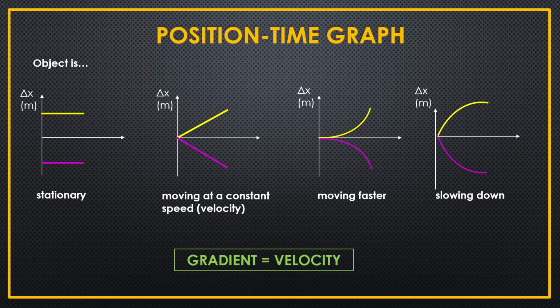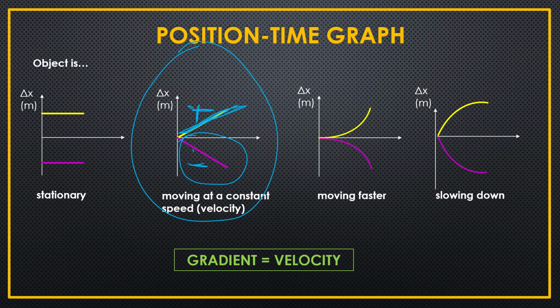Very important, last thing about when we sketch a position time graph is to remember that the gradient is equal to the velocity of the object. You can see with this second type of graph, we have a constant gradient. The positive gradient means that the velocity will be in the positive direction. And then the purple line with the negative gradient means that the object is moving at a constant velocity but in the negative direction.